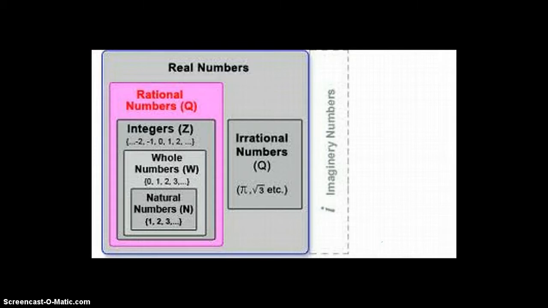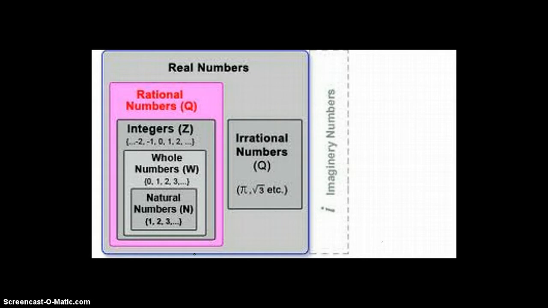Working our way outside of the natural numbers, the next category, which includes the natural numbers, is the whole numbers. Whole numbers start with 0, 1, 2, 3. So the only addition from natural numbers to whole numbers is the 0.